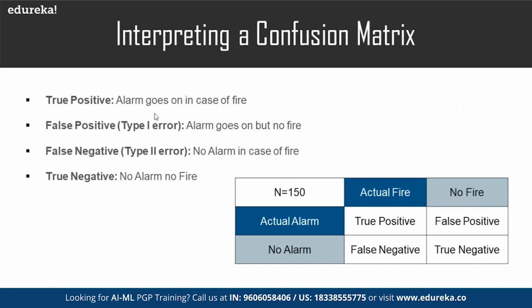For example, true positive, I was talking about it: the alarm goes on in case of fire. False positive is what we call a type 1 error: the alarm goes on but there is no fire. But false negative is very critical. It is a type 2 error: there is no alarm even though there is a fire in place. It's such a dangerous thing.